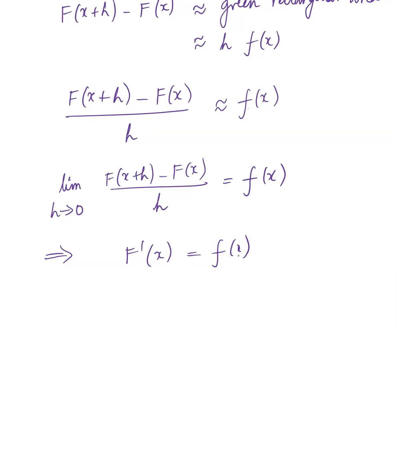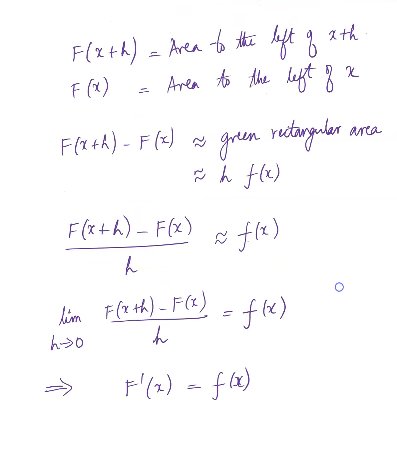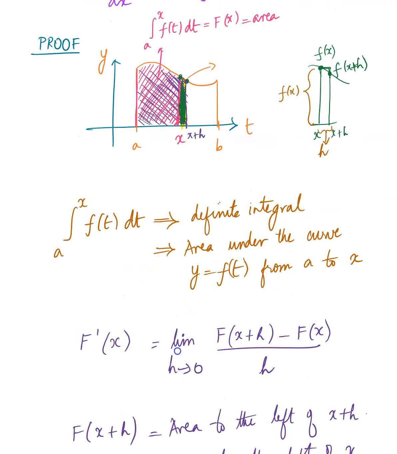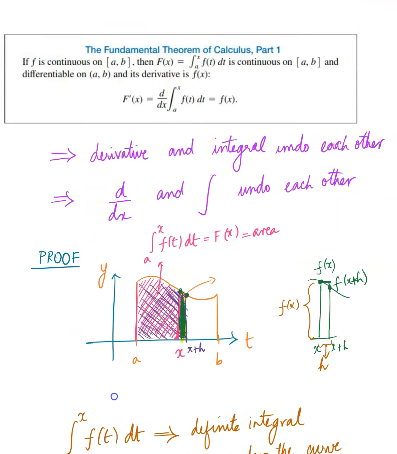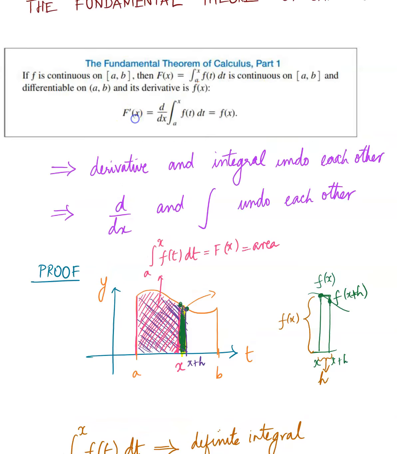And that is what the Fundamental Theorem of Calculus Part 1 tells us. It says F prime of x is the same as f of x. It's as if you took the derivative of the area, which gave us the function. It's as if these two kind of cancelled off, right? Left us with just the area.